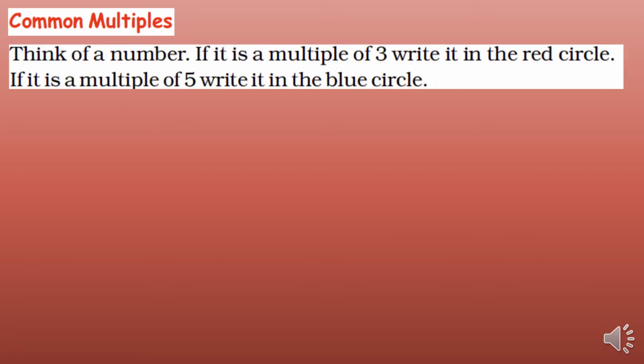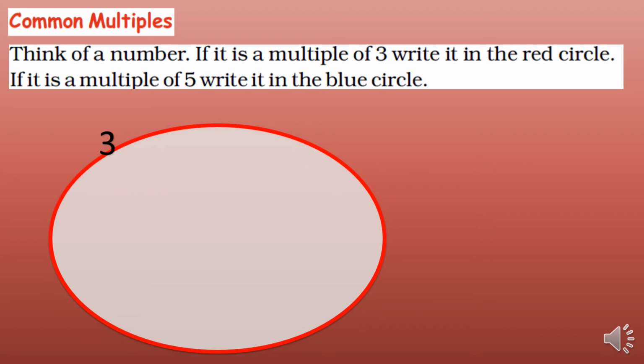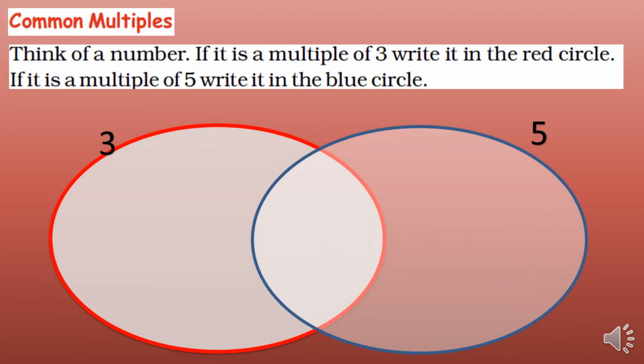Common multiples. Think of numbers. If it is a multiple of 3, write it in the red circle. If it is a multiple of 5, write it in the blue circle. So we'll write some multiples of 3 and 5 both.